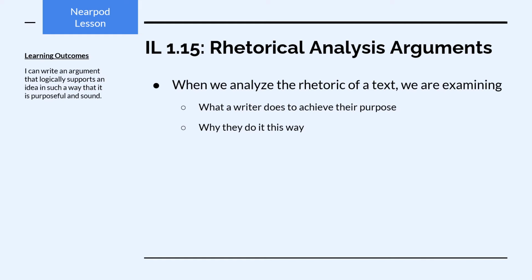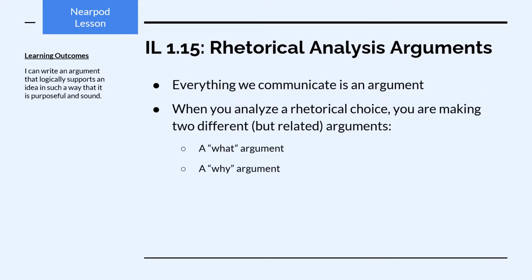I've said this before a few times, but when we analyze the rhetoric of a text, we're doing two things. We're examining what a writer does to achieve their purpose and why they do it this way. So, since everything we communicate is an argument, when you analyze a particular rhetorical choice in a rhetorical analysis essay, for instance, you're making two different but related arguments. You're making a what argument and a why argument.